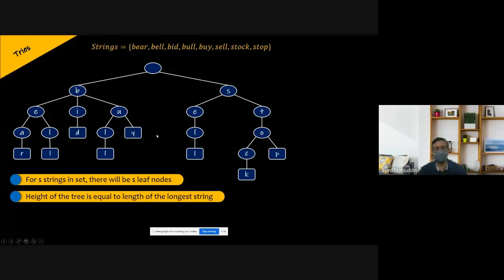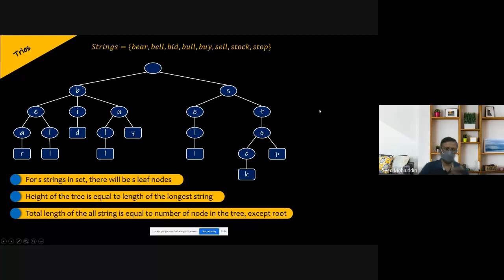Then the height of the tree will be equal to the length of the longest string. If you can see here, this is a 4 letter, 3, 4, 3, 4, and this is the longest string which has 5 letters. So you can find that the height of the tree will be equal to the length of the longest string. These are some of the things we can observe from tries.